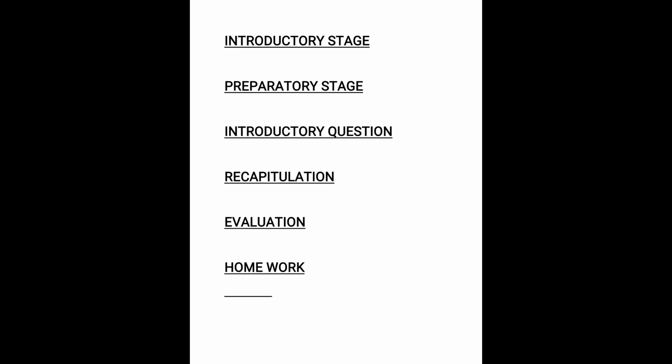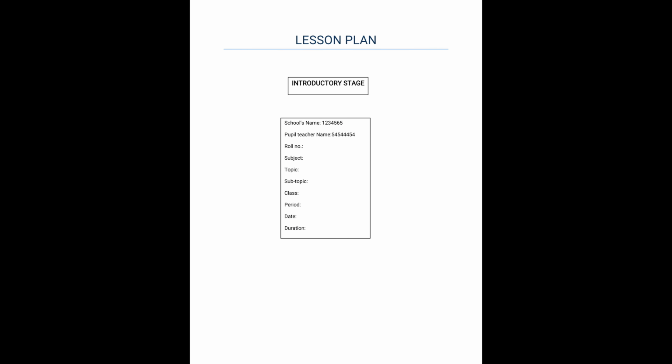First of all, the lesson plan starts with the introductory stage. It contains the name of the school in which the pupil teacher is teaching, followed by the pupil teacher's name, subject, and class roll number. Now, the name of the topic, subtopic, class, period, duration, and date are also mentioned.